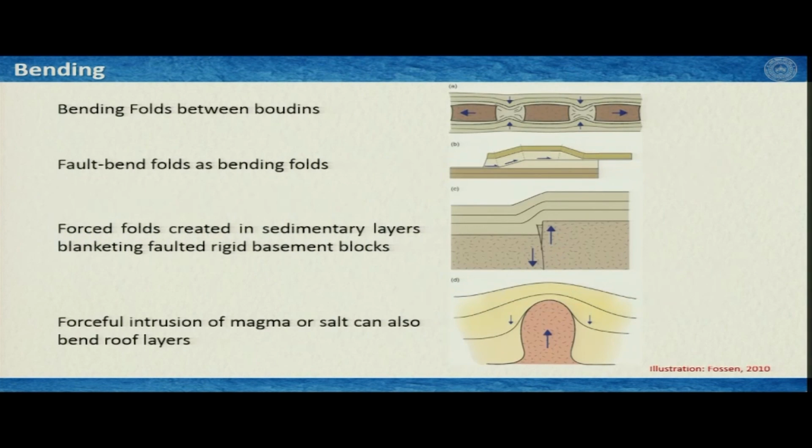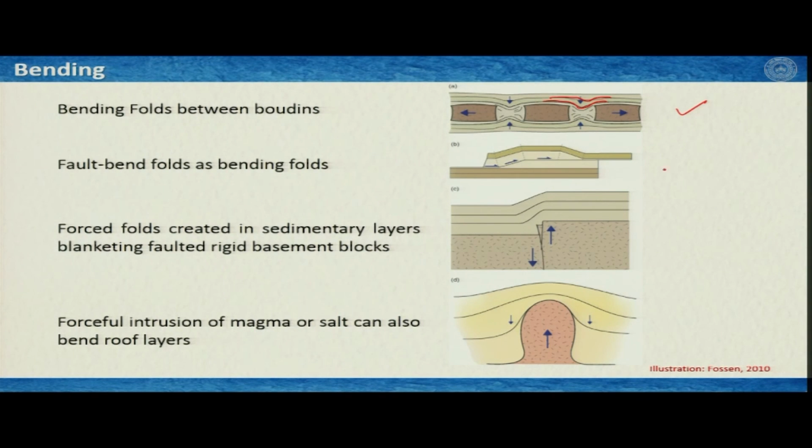bending fold. In this slide we have a series of examples that are very much similar to what we have seen in the previous slide, and these are termed as bending folds. For example, here in between the 2 boudins, the layers at the top and the layer at the bottom, they try to sink in the free space. So, they form something like that, and this appears to be a folded structure, and these are bending folds.